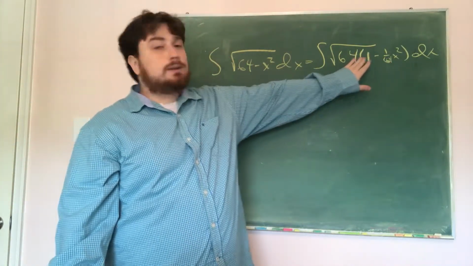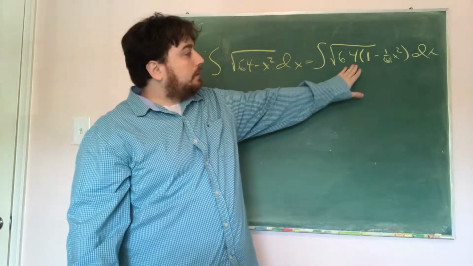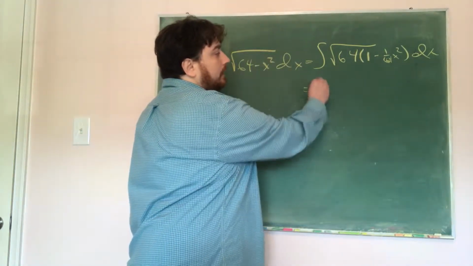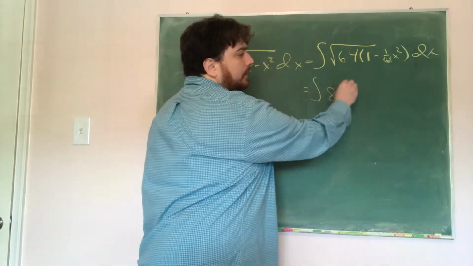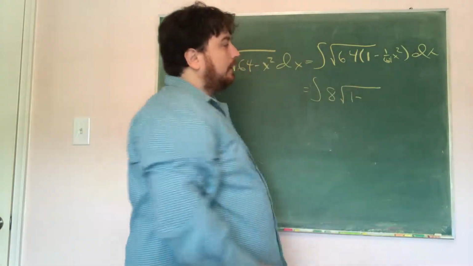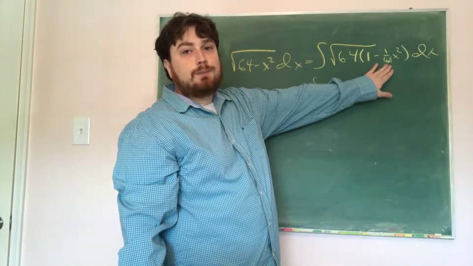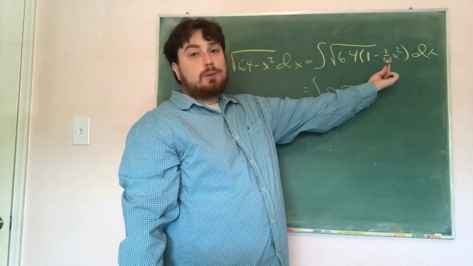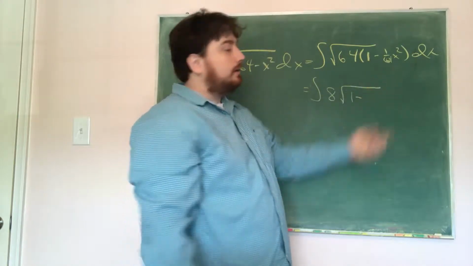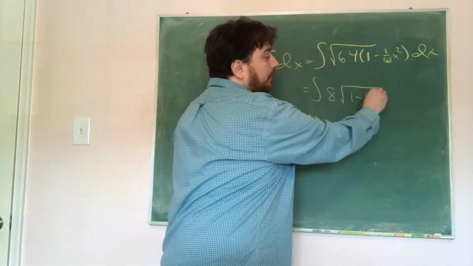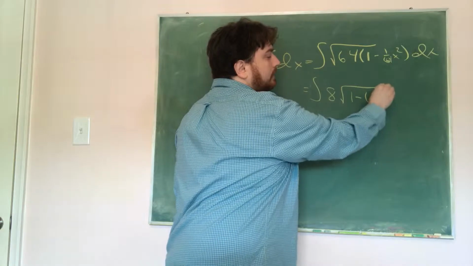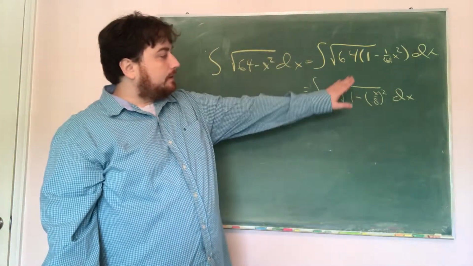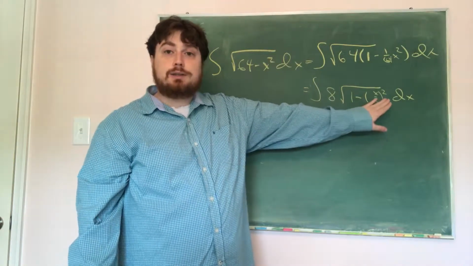And notice with the 64 times this, we can take the square root of each portion and then multiply. And so what I get is the integral of 8 times the square root of 1 minus, and now I'm going to turn this into something squared by pulling in the 64th. So I'm going to take the square root of 64 is 8. So this is going to end up being x over 8 squared dx. And now notice that we do have something of the form 1 minus a squared.